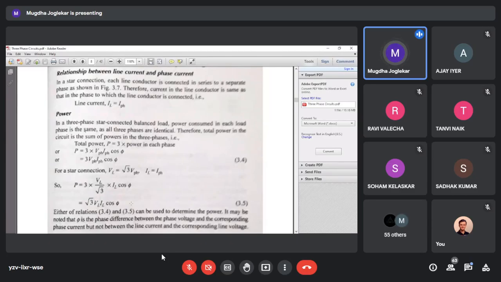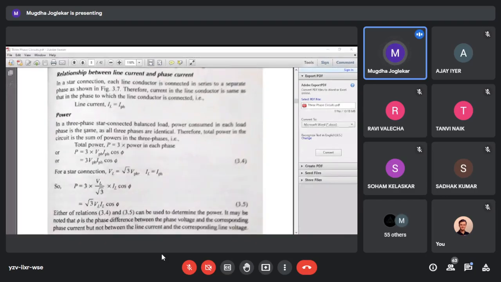So all of you just note down these three important equations. VL is equal to root 3 VPH. IL is equal to IPH. And power is equal to root 3 VL IL cos phi. I will come back to you within a minute. All of you just note down this, and then we'll proceed to problems.